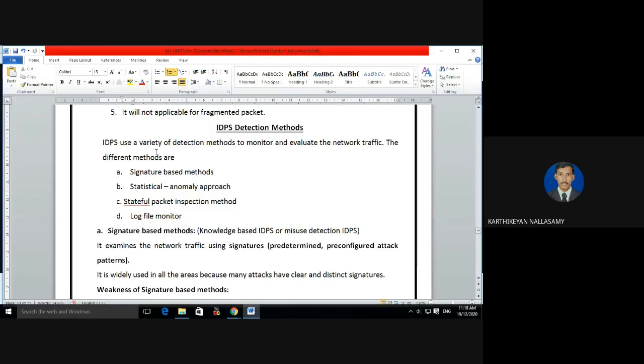And the statistical anomaly approach means that, based on the existing history, we are going to compare with your existing normal behavior that we are going to predict. And there is a stateful packet inspection method and a log monitor. There are 4 possible types of methods applicable for detecting.